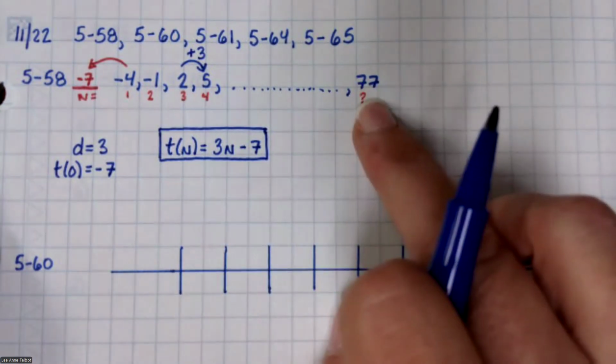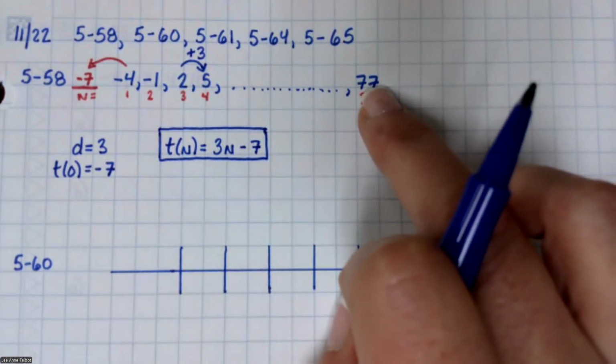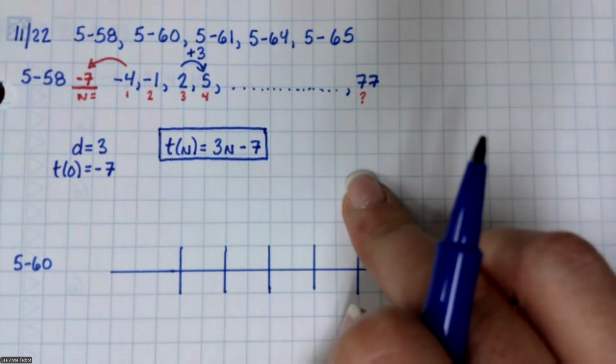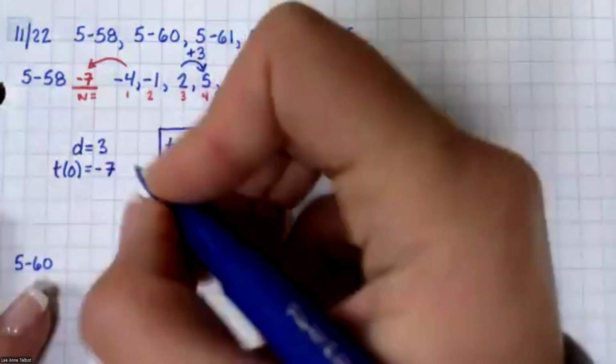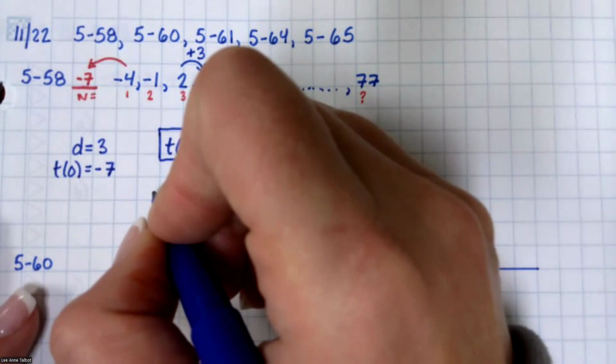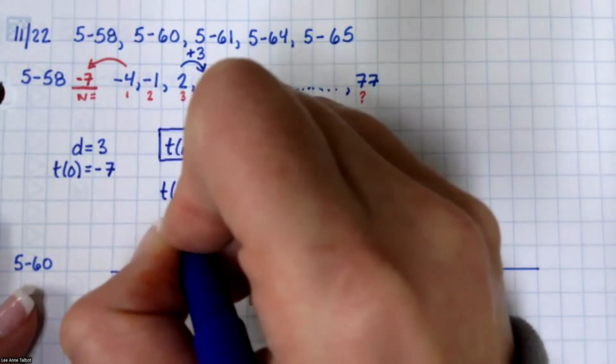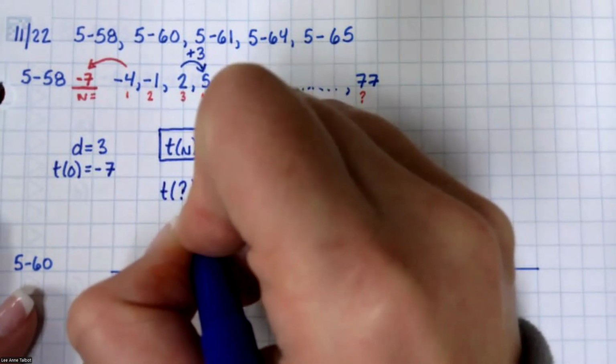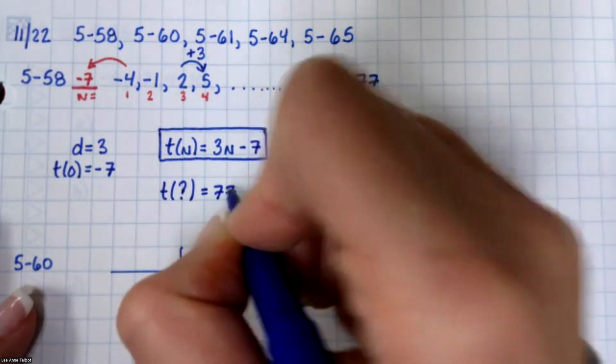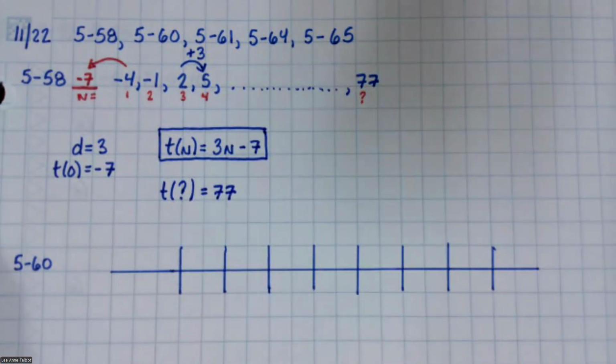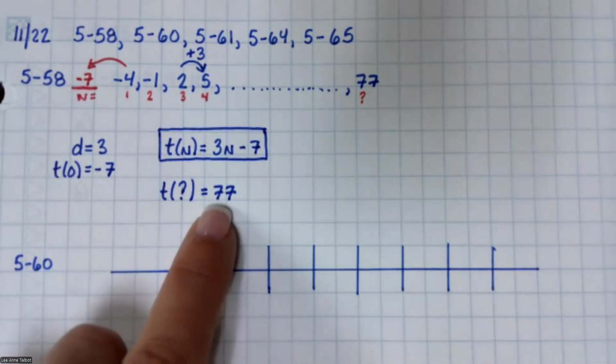Okay, now what we're going to do is figure out what spot 77 is. And so we're going to ask ourselves, T of what spot is 77? So we're saying, what is n for the number to be 77?